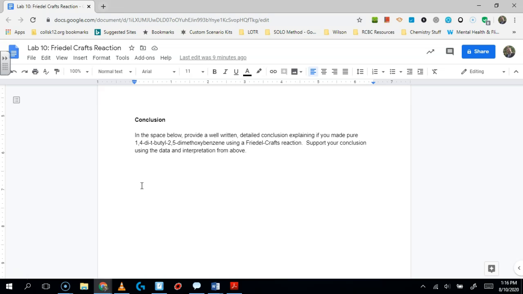Now, while you don't have to go into complete interpretation of NMR, saying that the NMR supports or doesn't support your conclusion is important, and then explain and give like 1 or 2 points as to why. Again, you don't have to go into the complete description, but adding the most relevant points from your interpretation of NMR and IR is important in your conclusion.